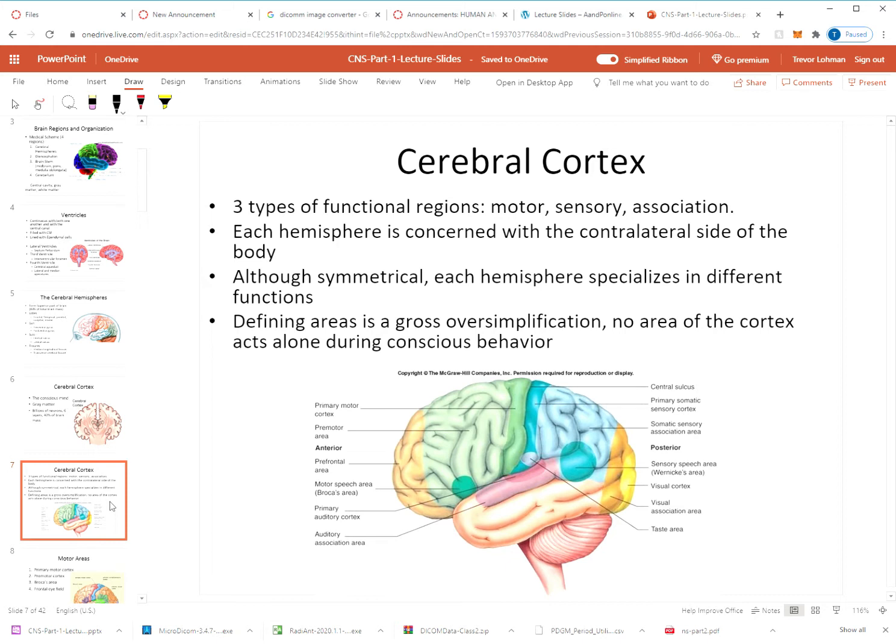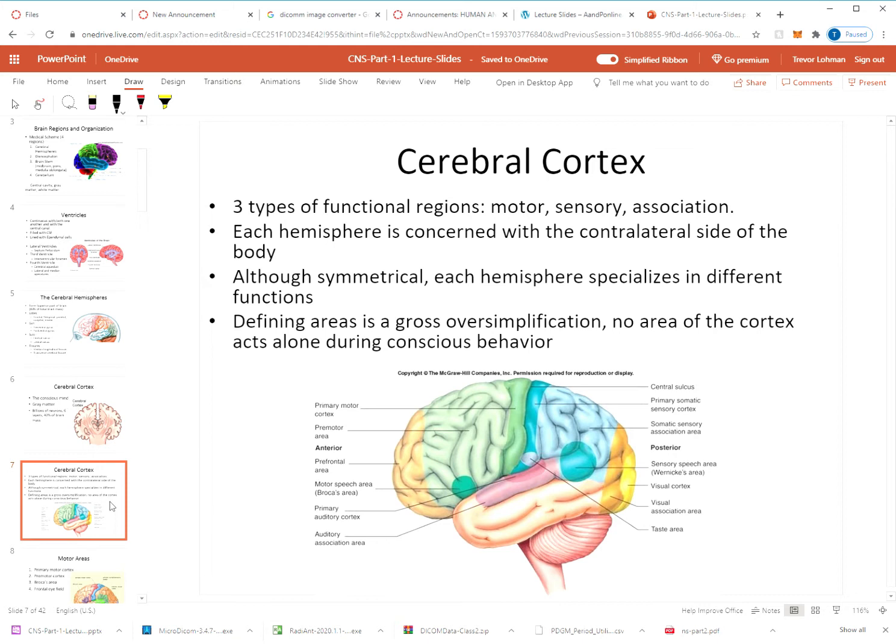So I like to ask that trick question on quizzes: what type of neurons are found in the primary motor cortex, motor neurons or interneurons? And the answer is interneurons. Because remember, motor neurons connect to muscle tissue. Sensory neurons connect to sensory receptors. None of the neurons in the brain do that.